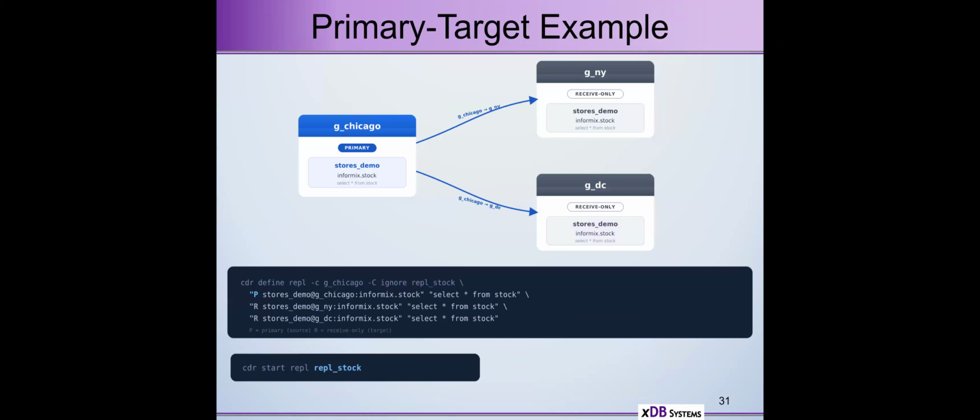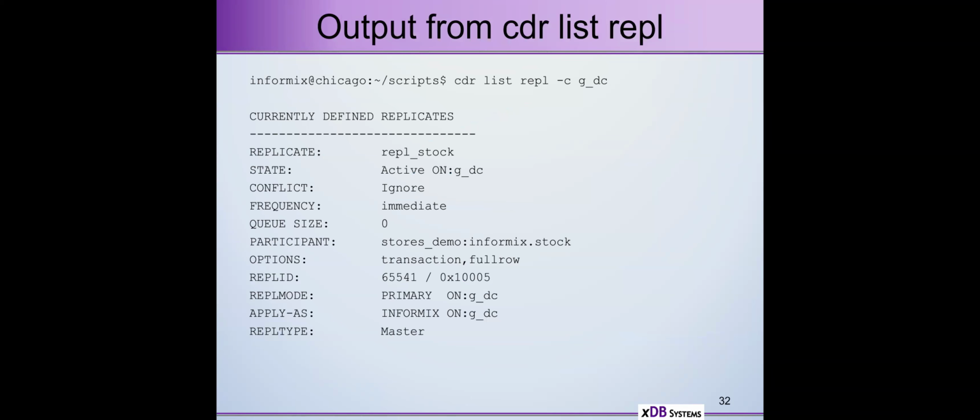So primary target. The difference here is just simply at the beginning of the definition for where the table is coming from, you add a P for the primary and then an R for all the secondary servers or all the targets. So in this case, we have Chicago feeding the stock data to New York and DC. So New York and DC both have R's before them, and Chicago has a P. They start the same way, and when you start, by the way, for any node, it'll start for all the nodes. You don't have to do it for each one. So now we've got that.